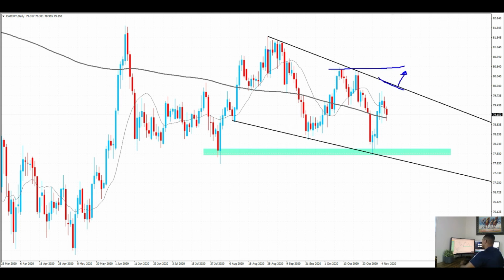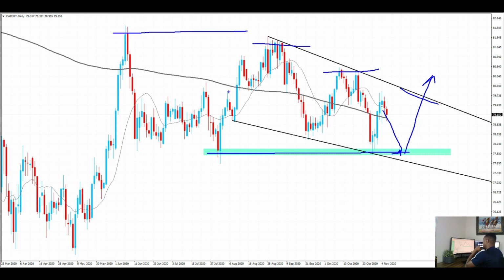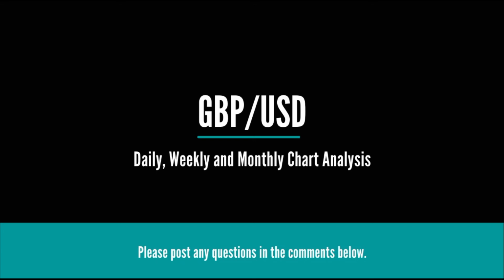Again, nice upside targets could be looking for, but could be seeing a move first before that happens, maybe a test of the lower support area all the way down here, then maybe another move back to the upside where we can target the upper trend line, and again if we break through that, got a lot of upside potential we could be looking for on CAD JPY. Up next we've got GBP USD.